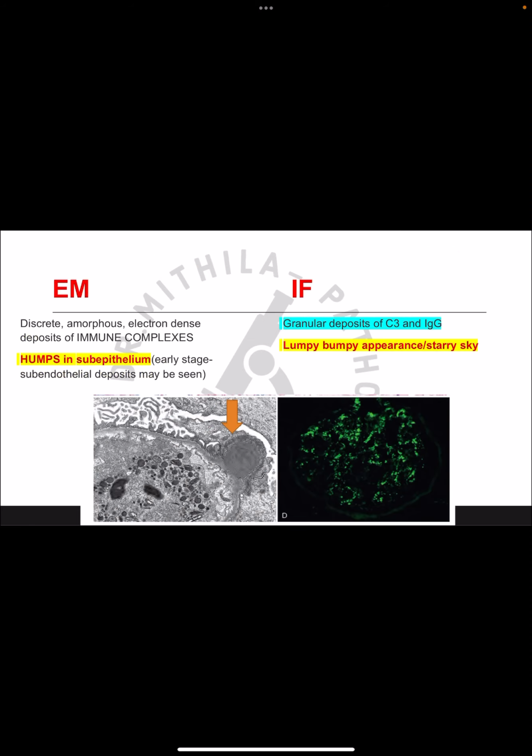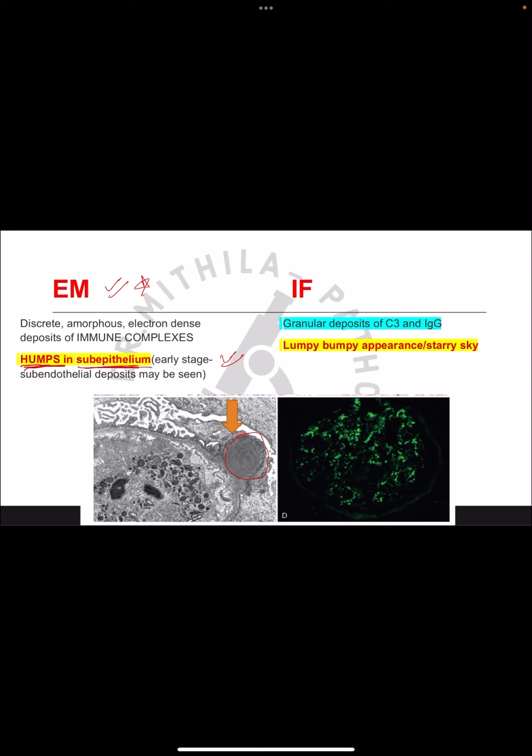Then in electron microscopy, this is again very important because MCQs come. I already told you that there is deposition of the immune complexes in the subepithelial site. So in between the basement membrane and the podocytes, there is deposition of these subepithelial deposits of immune complexes, and this is also known as humps. So humps are seen in the subepithelium in the electron microscopy. You have to remember this. And also in the early stages, the deposits can be subendothelial, but in the later stages, they are always subepithelial.